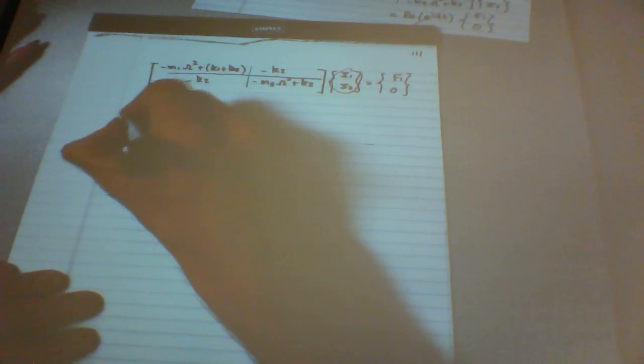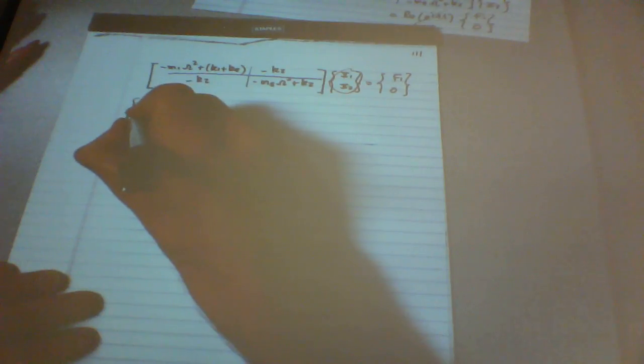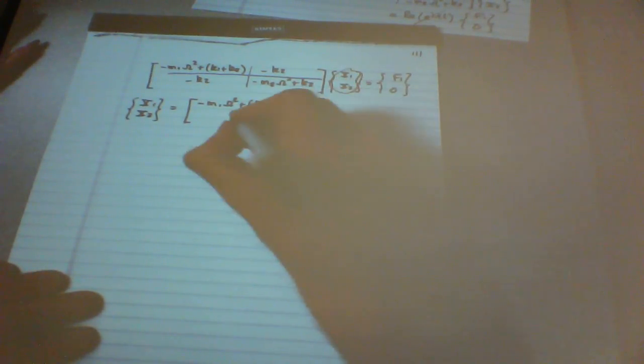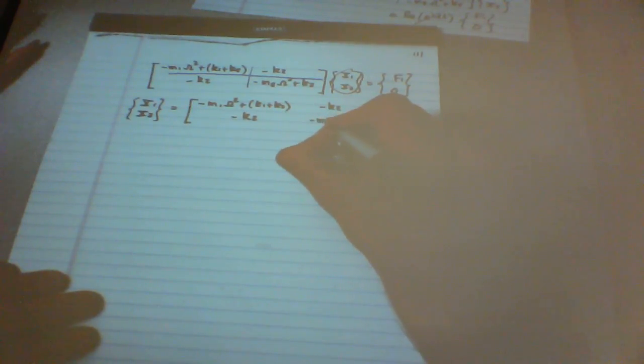So now we need to solve for X1, X2. Remember, we used a different notation before, but let's not use it for now. X1, X2 will be equal to the inverse of that matrix times the force, with K1 plus K2, minus K2, minus K2.